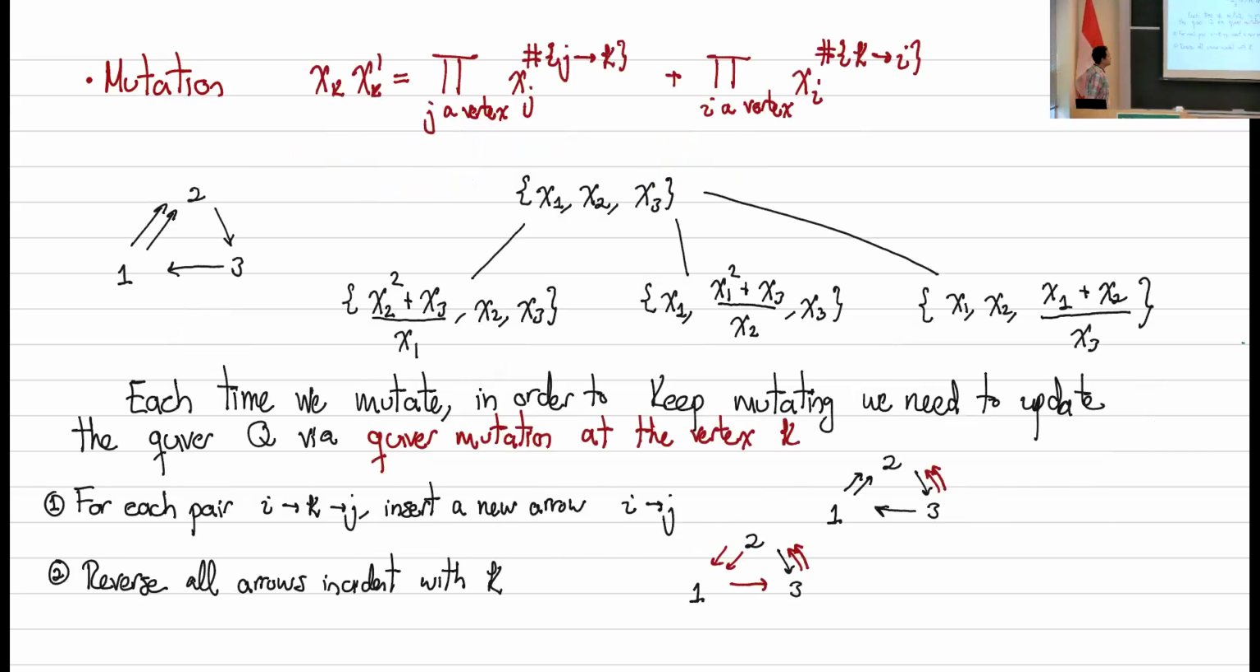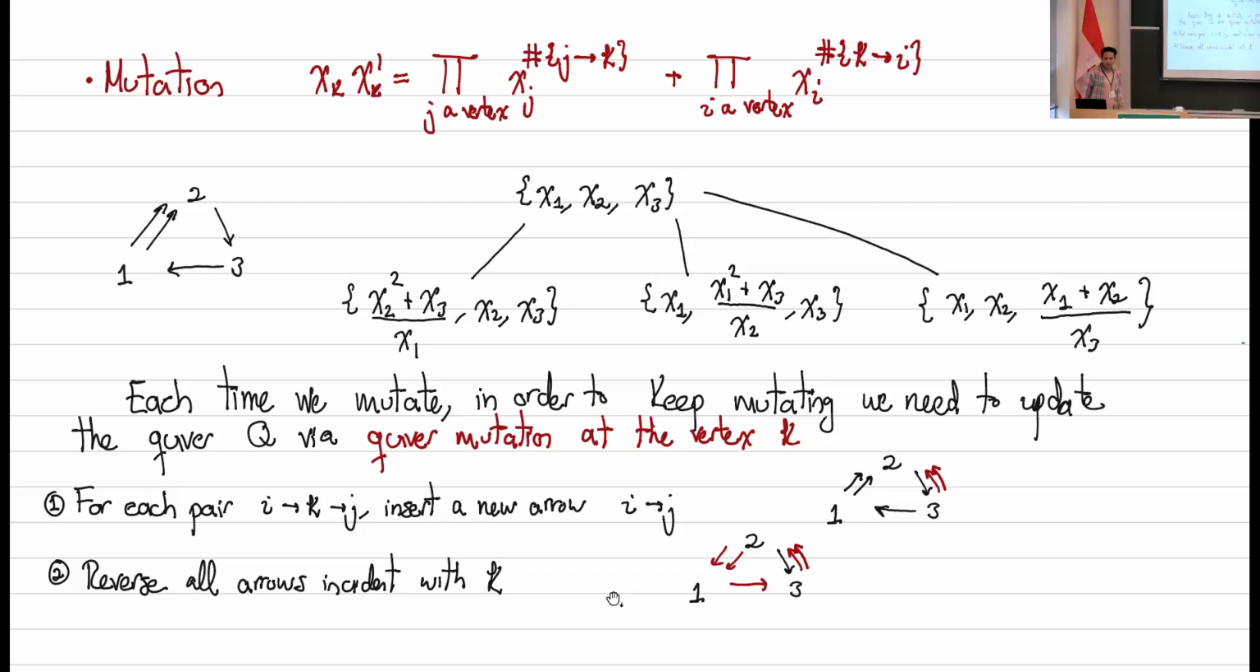So if I mutate at the vertex k, for each pair of arrows that have k in the middle, you insert a new arrow. So here, for example, if I mutate at the vertex 1, I have 2 pairs of arrows that have 1 in the middle. So I insert these 2 new arrows from 3 to 2. Then I reverse all the arrows that are incident to k. So I reverse these 2 arrows from 1 to 2. Now I have arrows from 2 to 1. And this arrow from 3 to 1, now I have an arrow from 1 to 3.